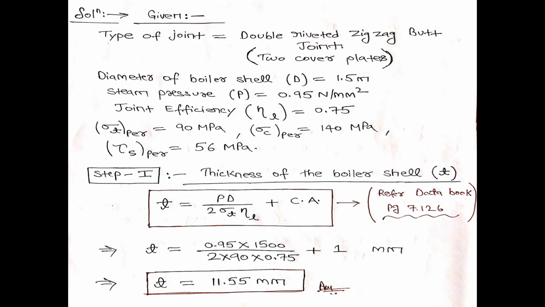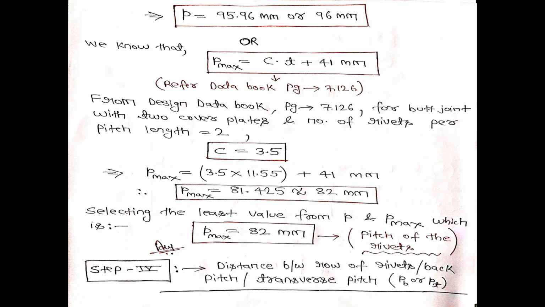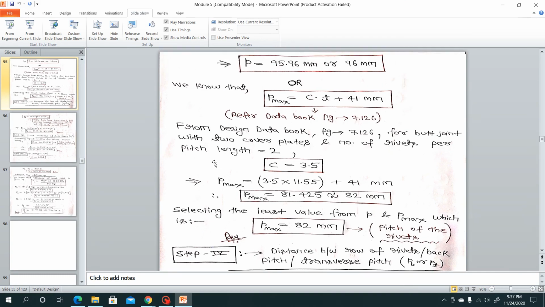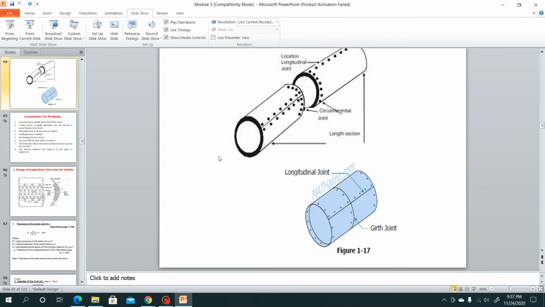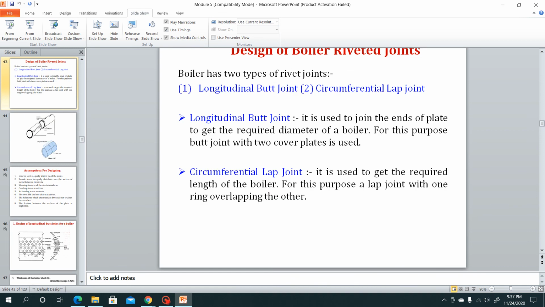Okay. Any doubt till here? Okay, sir. No, sir. Fine. So with this we have completed the first part, that is the design procedure of the longitudinal butt joint. In the next class we will discuss the design procedure of the circumferential lap joint, and we will see one design problem. After that, one more topic is left, that is eccentric loading of riveted joint. With this we will end this module.